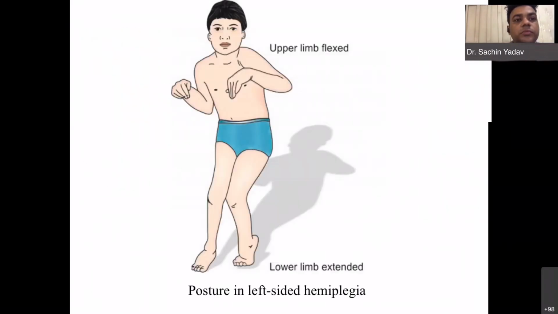So you can see if the pyramidal tract is affected, this is the posture after the hemiplegia. You can see the left side hemiplegia. The elbow is flexed, and all the fingers are close to each other, and you can see the hip joint is flexed, and the knee joint is also semi-flexed, and there is the plantar flexion. The foot is going downward, towards the sole, that is the plantar flexion.